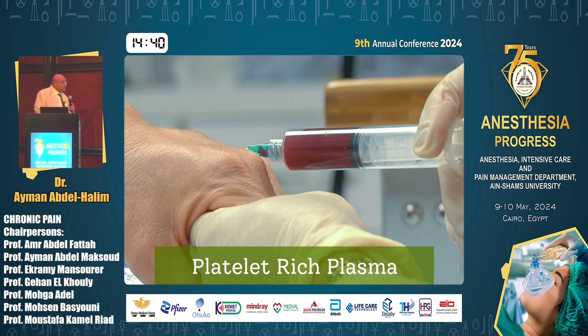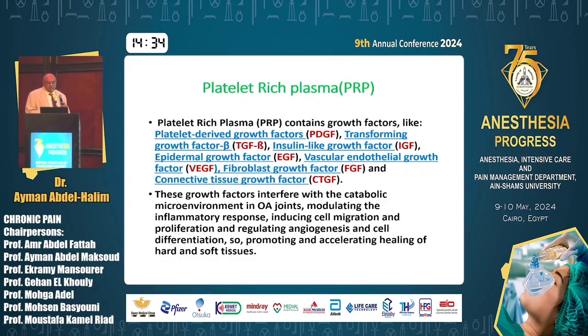We'll jump into the platelet-rich plasma, which is more available in Egypt here. So platelet-rich plasma contains growth factors. Basically, the most important of which is the platelet-derived growth factor. And these are like a fuel for any injured ligament or tendon to get rehabilitated.